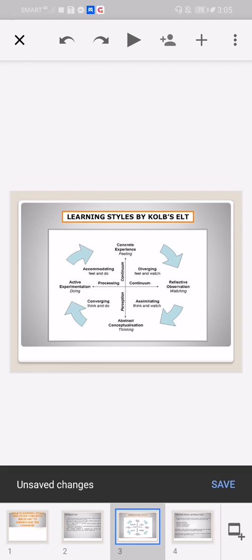So this is the illustration of learning styles by Kolb's ELP. Kolb's experiential learning style theory is typically represented by a four-stage learning cycle in which the learner touches all the bases. First, the concrete experience. It is a feeling: a new experience or situation is encountered, or a reinterpretation of existing experience. Second, reflective observation, or the watching. Watching the new experience.